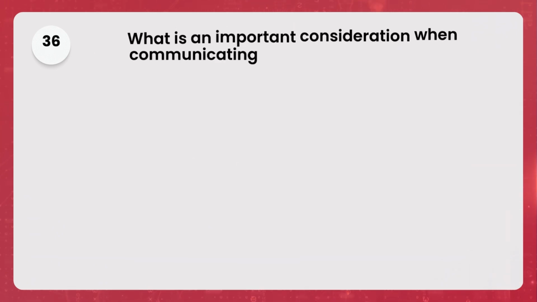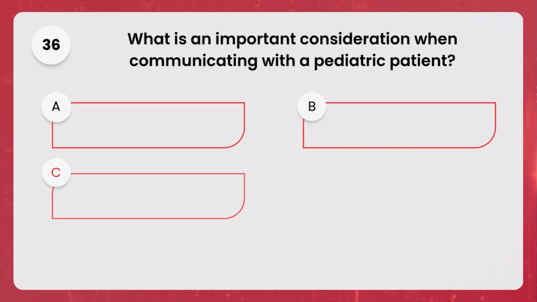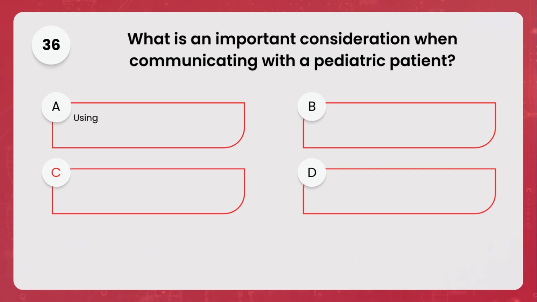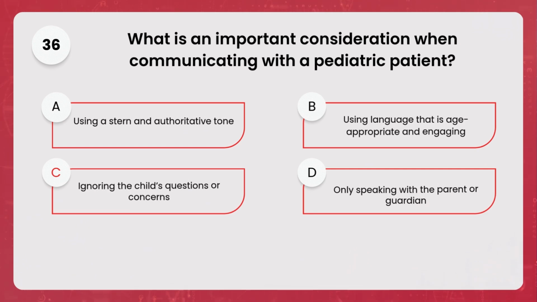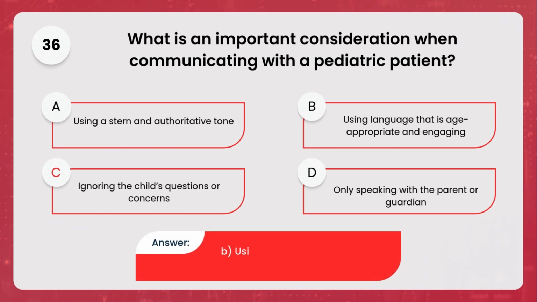Number 36. What is an important consideration when communicating with a pediatric patient? A. Using a stern and authoritative tone. B. Using language that is age-appropriate and engaging. C. Ignoring the child's questions or concerns. D. Only speaking with a parent or guardian. The answer is B. Using language that is age-appropriate and engaging.